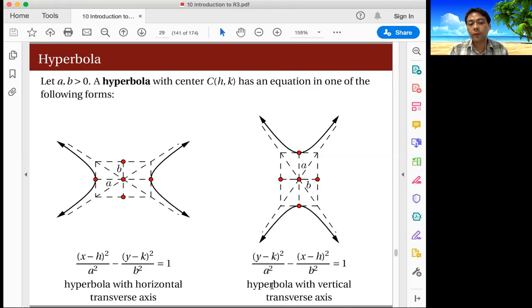Now, take note that the hyperbola looks like two parabolas facing opposite directions. On the other hand, if the positive coefficient is with the y term and the negative coefficient is with the x term, then we get a hyperbola with a vertical transverse axis.